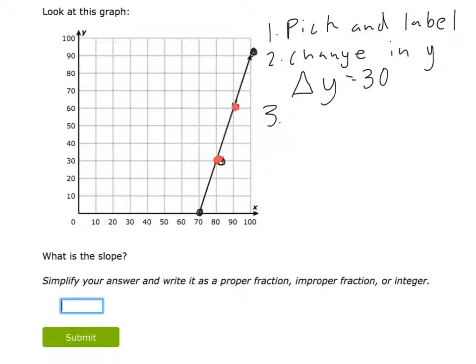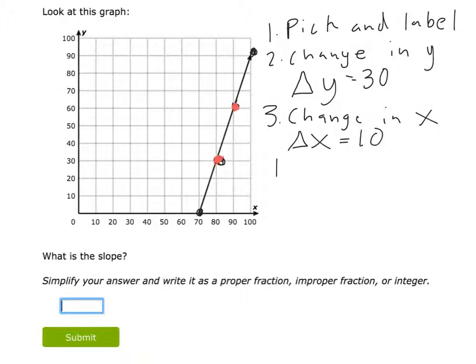Alright, number 3. Now we need to find the change in x. Change in x. Okay, and we're going to call that delta x. Again, means change in x. Okay, so now after going up 10, 20, 30, that was the change in y. We need to go from my laser pointer here over to the next point. So notice that one box over to the right is equal to 10. Because look right here, if we go down to 80, one box over, 80 plus 10 will give us 90. So over 10.